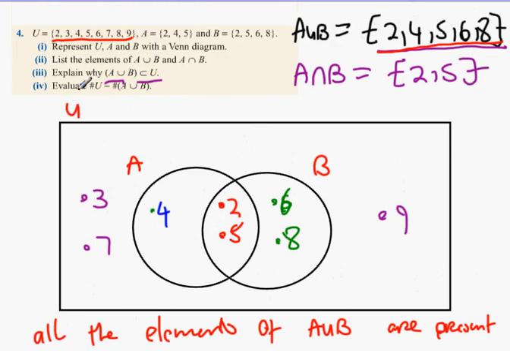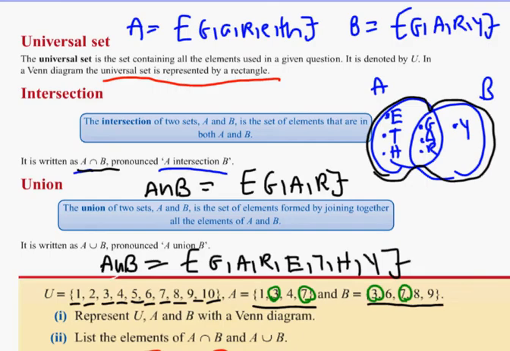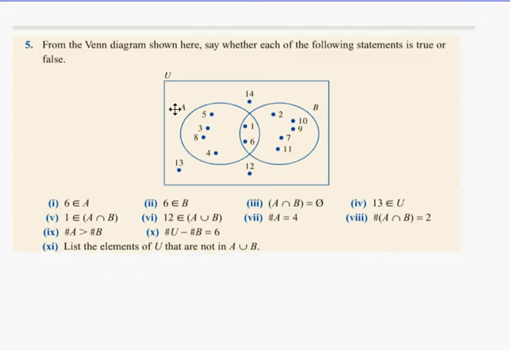Now, evaluate the cardinal number of U minus the cardinal number of A union B. What's the cardinal number of U, people? 1, 2, 3, 4, 5, 6, 7, 8. 8 minus A union B. 1, 2, 3, 4, 5. What's 8 minus 5? 3. Okay guys, we'll do 1 or 2 of these ones on number 5 now, okay? And that'll be us. Number 5 is a call out question.